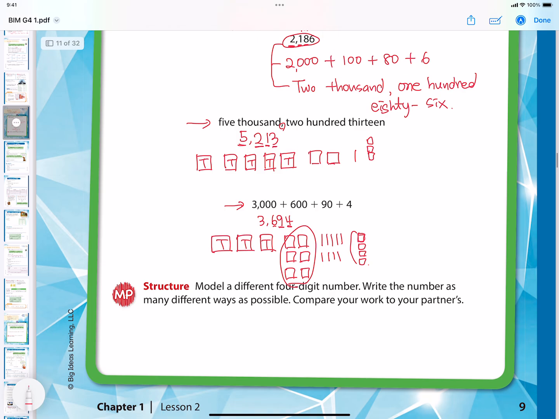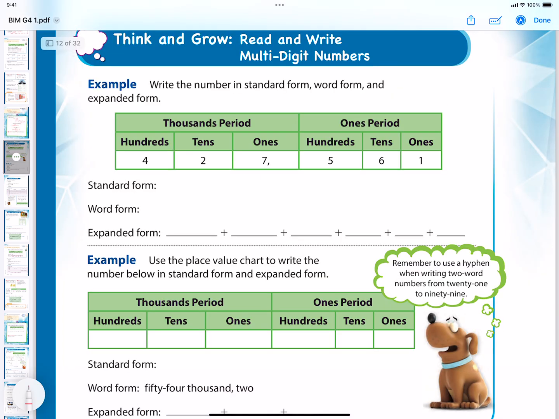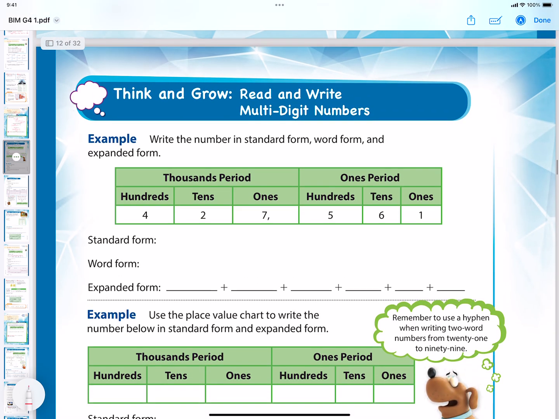This one, model a different 4-digit number. Write the number as many different ways as possible. Compare your work to your partner's. I'm gonna leave this to your own work, okay? You make your own 4-digit number and model it and write the number in different ways, which means 3 different ways: standard, expanded, and word form. I'm gonna move on. Next page.